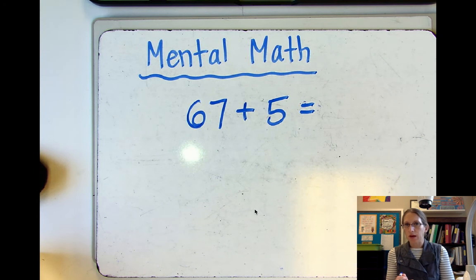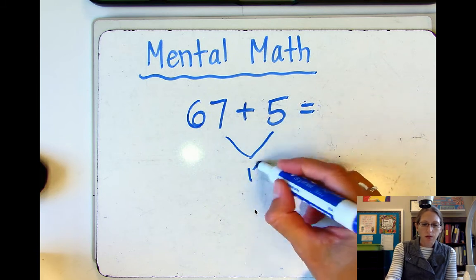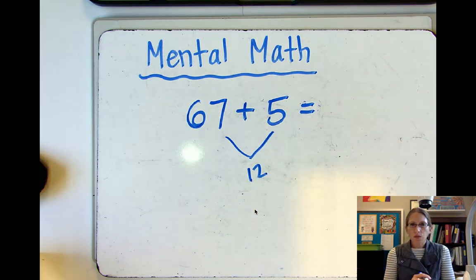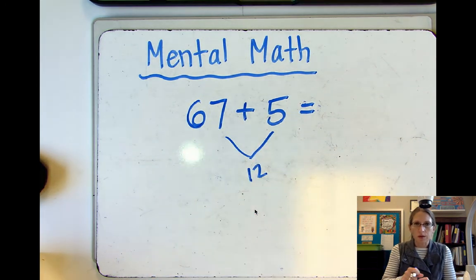67 plus 5. Now again, we just thought about 7 plus 5, and we thought, well, we know 7 plus 5 is 12. So if we know 7 plus 5 is 12, what about 67 plus 5?